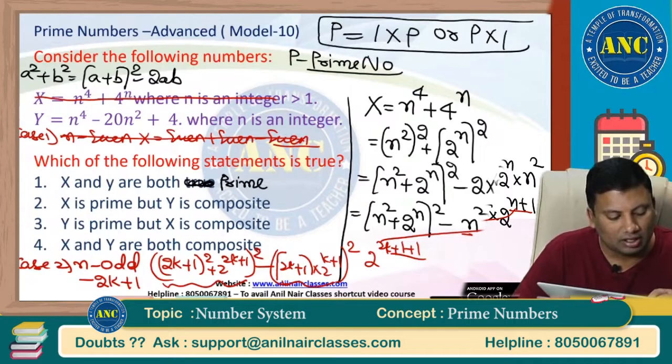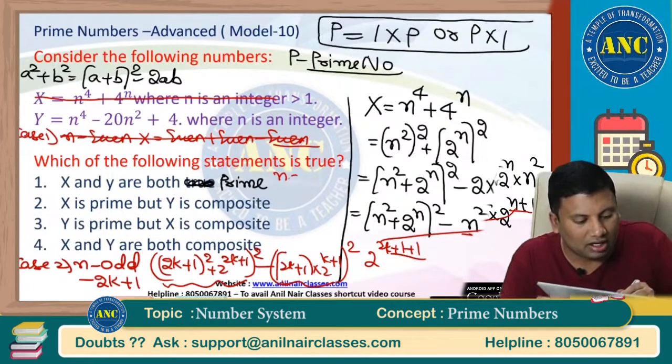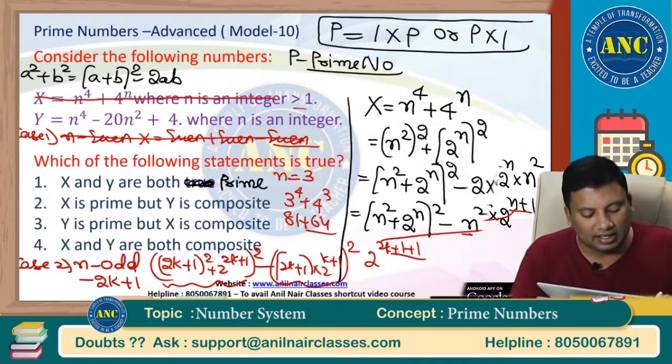2k plus 1 plus 2 power 2k plus 1 for x and y. Now, suppose for example I take n as an odd integer greater than 1, say 3. 3 power 4 plus 4 power 3, 81 plus 64, 145. Like that. None of them is of the form a square minus b square, (a plus b) into (a minus b). Even if you take k value 0, you are not getting 1.